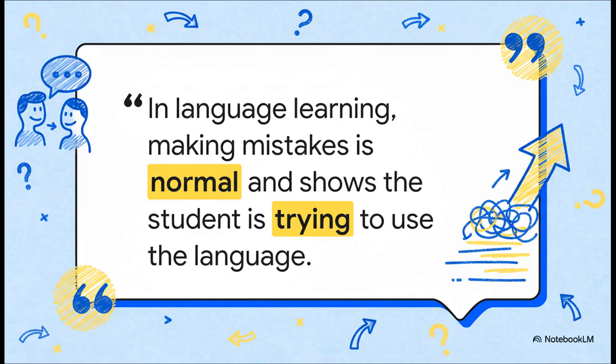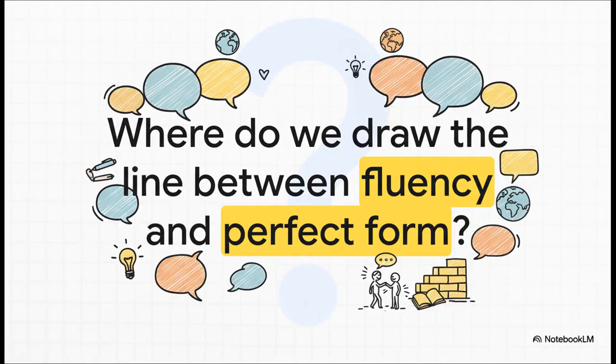The focus completely shifts from punishing every little error to encouraging the confidence to just speak, even if it's not perfect. And that leaves us with this final thought to chew on. Communicative language teaching puts a huge emphasis on getting your message across effectively, on fluency. But of course, accuracy, or getting it right, still matters. So the big question for both teachers and learners is this. In a world that needs clear communication now more than ever, where do we find that perfect balance between just being understood and being perfectly correct?